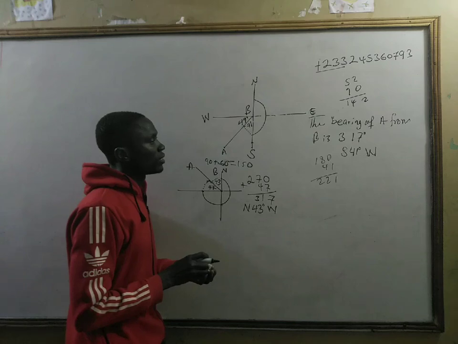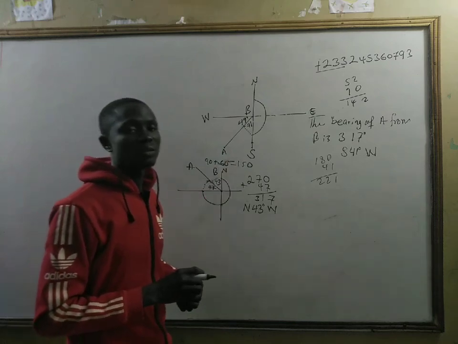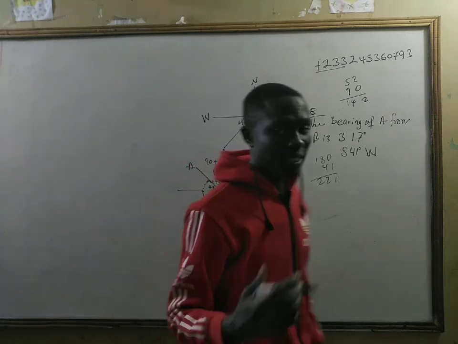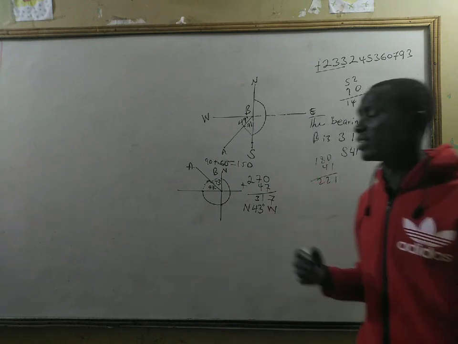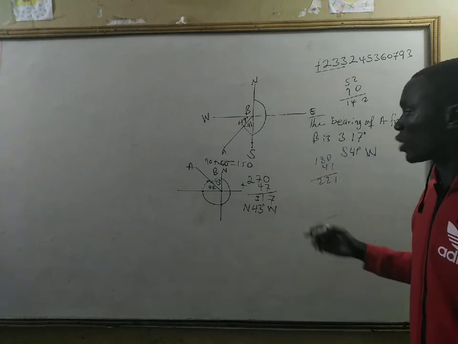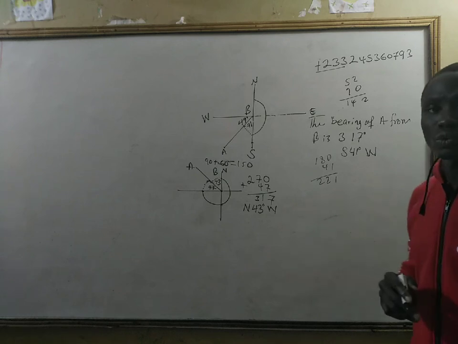That is all. So that is the difference between the compass bearing and the three-figure bearing. So know how to represent them, know how to differentiate them.